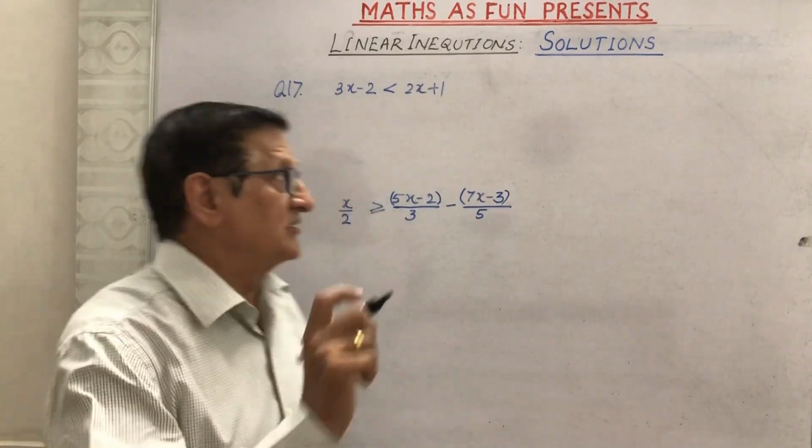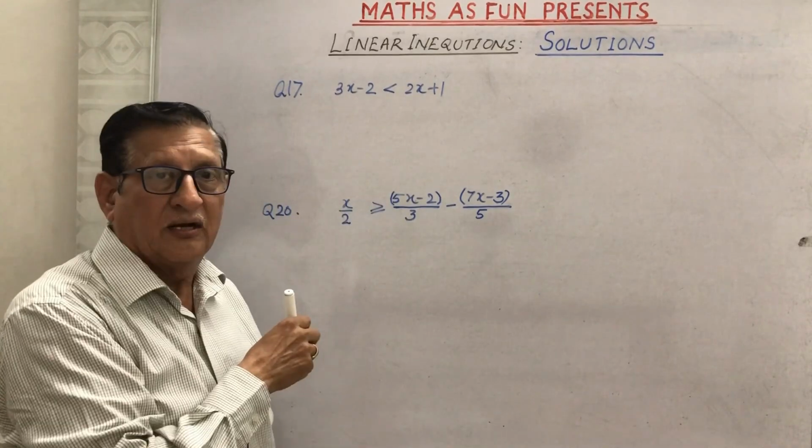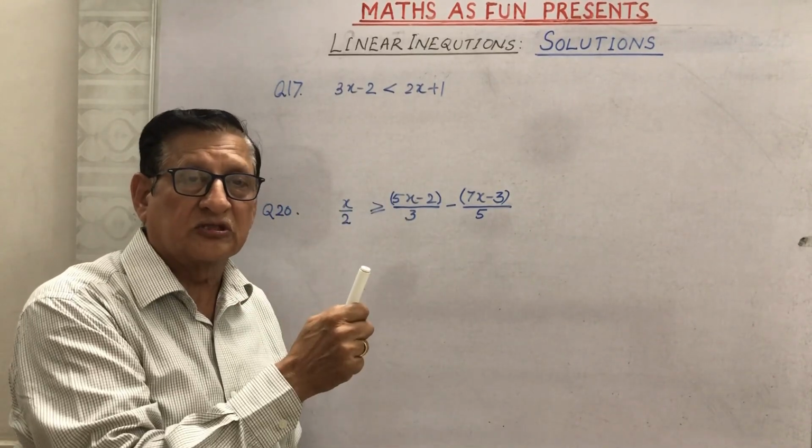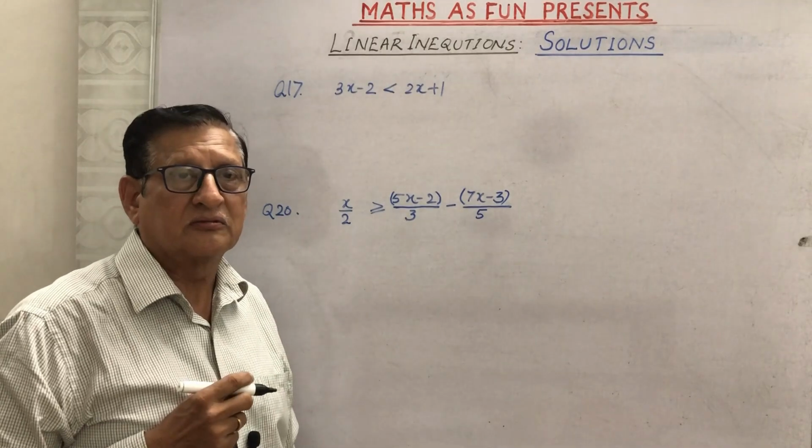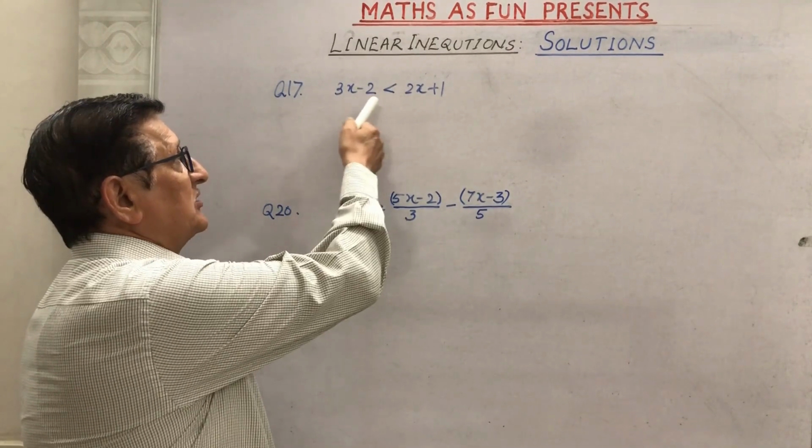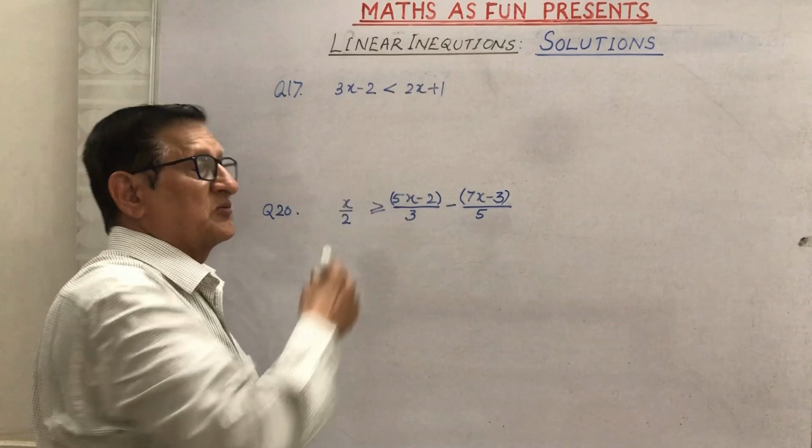Next we are going to discuss question number 17. In this we have to find the solution on the number line also, and this is 3x minus 2 less than 2x plus 1.